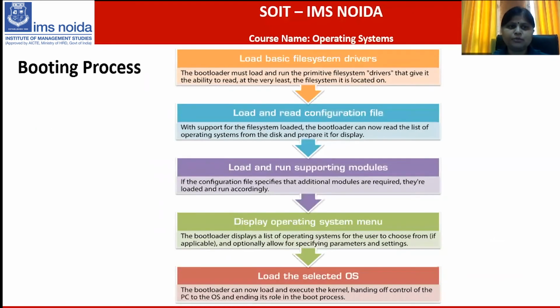When we talk about the booting process, we can see a flow chart of the booting process where the first step is to load basic file systems. After that, file system drivers. After that, we load and read the configuration file. After that, load and run supporting modules. After that, if you have more than one operating system in your computer system, the bootstrap process will display an operating system menu, and then we select the appropriate operating system we want to work on, and load it by the booting process.